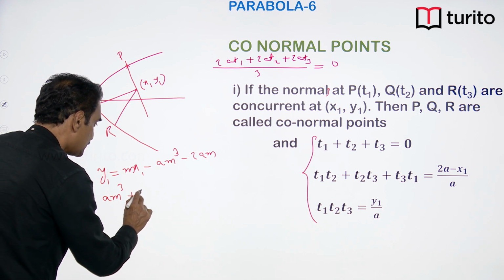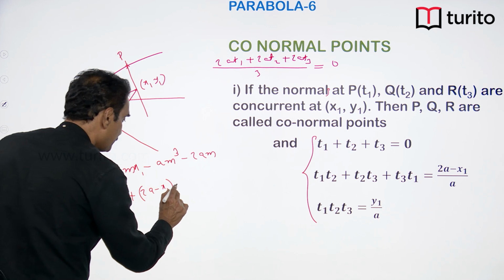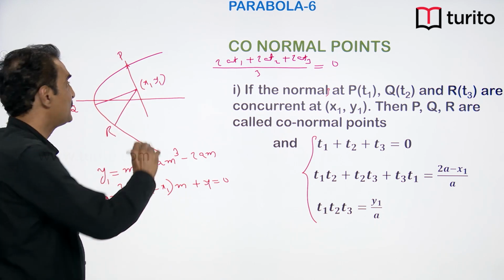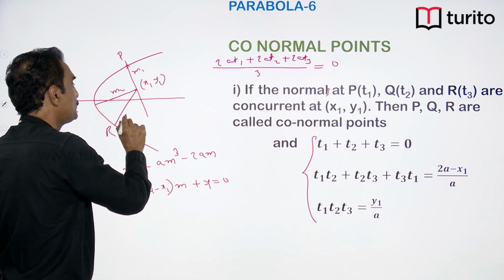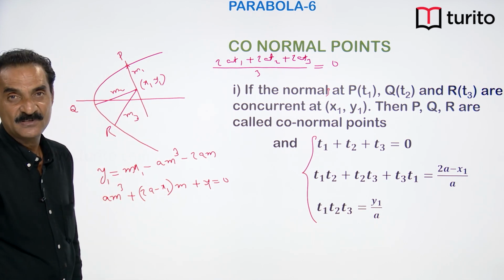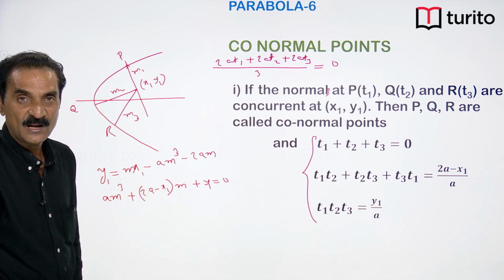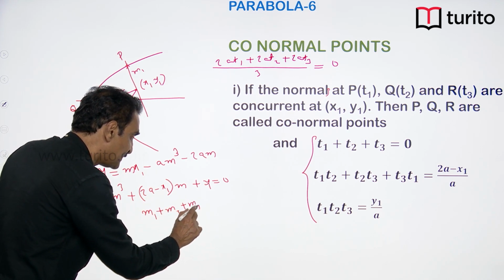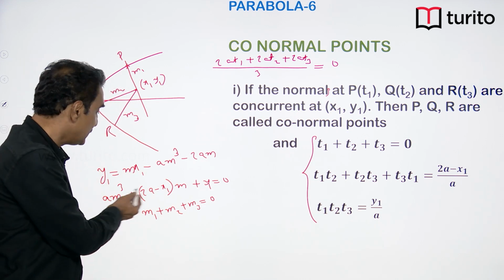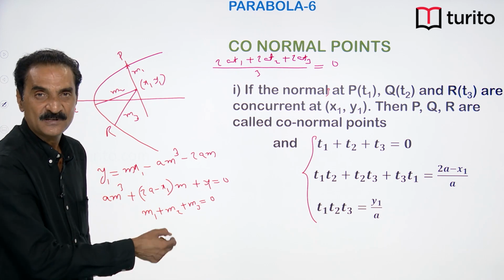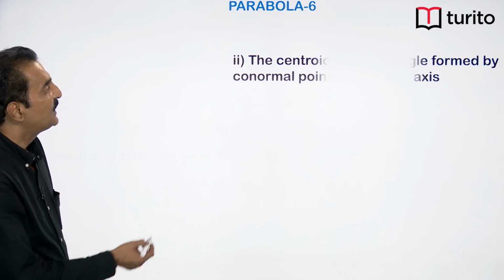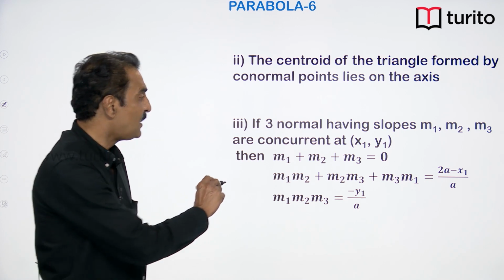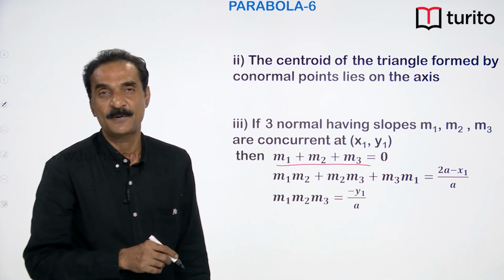am cube plus (2a minus x1) into m plus y1 is equal to 0. If the slopes of the concurrent normals are m1, m2, m3, then m1, m2, m3 are the roots of this equation. It is a cubic equation. If its roots are m1, m2, m3, what do you get? The relation between m1, m2, m3 is m1 plus m2 plus m3 is 0. Sum of the roots is 0 because the m square coefficient is 0. Similarly, you will get m1 m2 plus m2 m3 plus m3 m1 and m1 m2 m3, they are given in the third point. Okay. So, the sum of the slopes of three concurrent normals of a parabola is always 0.